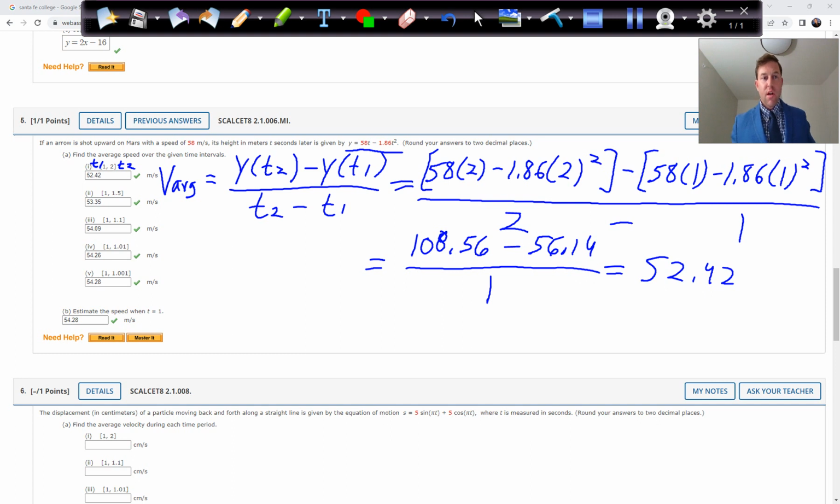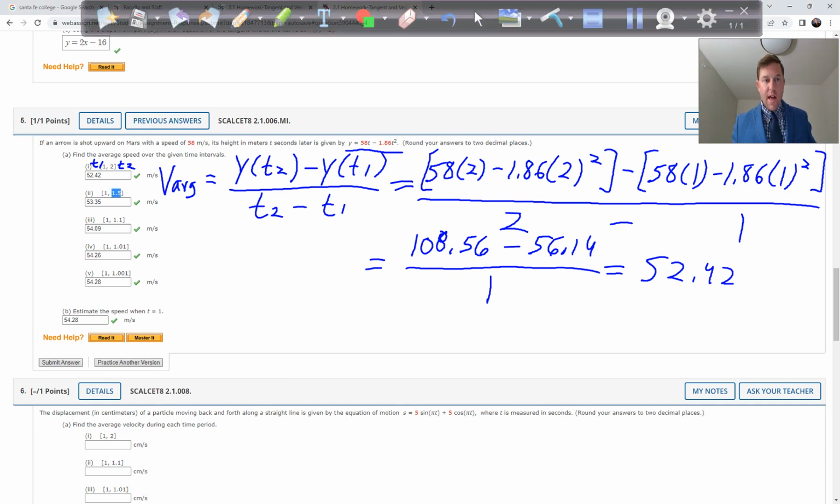Now, what they're going to do is shrink the second number down. So they're going to make it closer and closer to 1. So they go to 1.5 and you get 53 meters per second. You go to 1.1, you get 54 meters per second. 1.01, very close to 1, you get 54.26. 1.001, even closer to 1, you get 54.28. So what you're getting is these numbers are converging on a value. You can see that they're getting closer and closer to the same number, 54 and a little bit of change there, 0.28, 0.3, something like that.